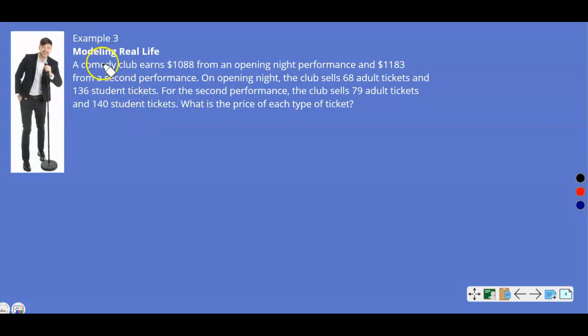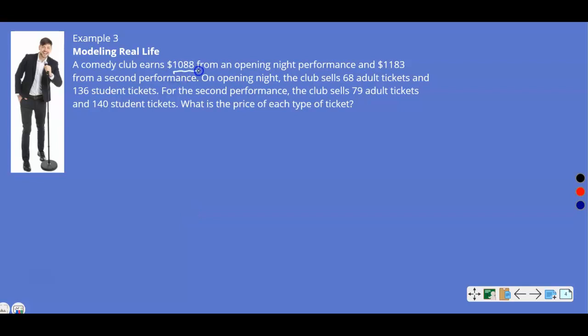All right, example 3, modeling real life. A comedy club earns $1,088 from an opening night performance and $1,183 from a second performance. On opening night, the club sells 68 adult tickets and 136 student tickets. For the second performance, the club sells 79 adult tickets and 140 student tickets. What is the price of each ticket?